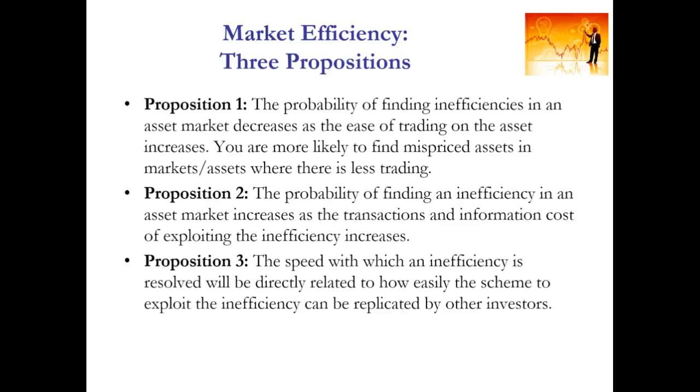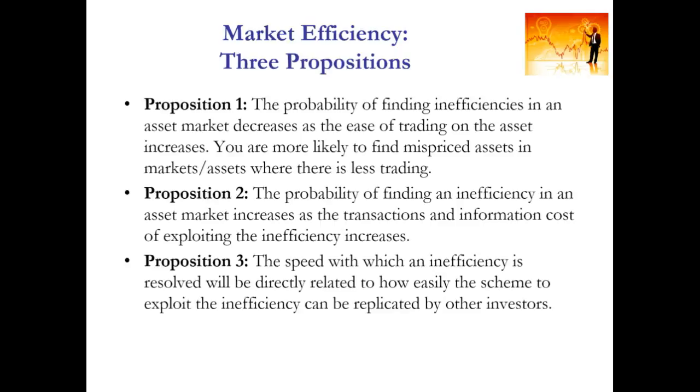If you've got an asset that's very difficult to trade or not traded often, then you might find that there's fewer people watching that market, or there might be constraints on the arbitrage process. Hence, it's more likely that you could find sustained mispricing in less liquid markets.